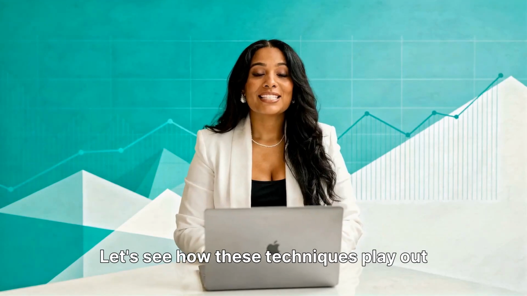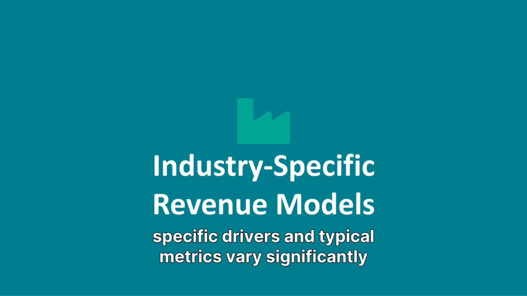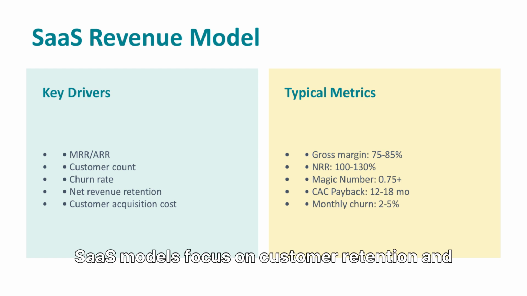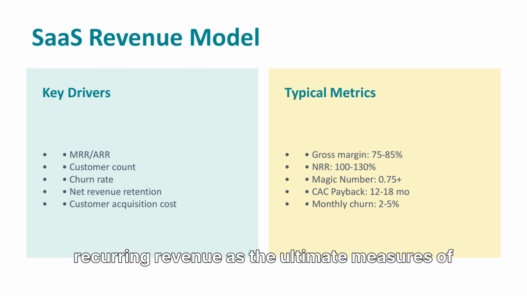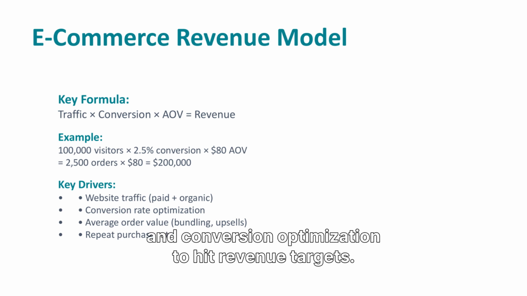Let's see how these techniques play out in different real-world industries. While the principles are the same, the specific drivers and typical metrics vary significantly by sector. SaaS models focus on customer retention and recurring revenue as the ultimate measures of success. E-commerce relies heavily on traffic acquisition costs and conversion optimization to hit revenue targets.